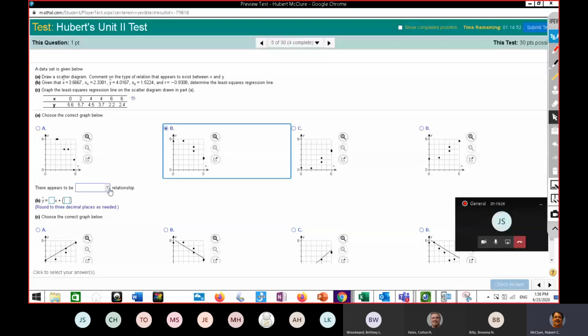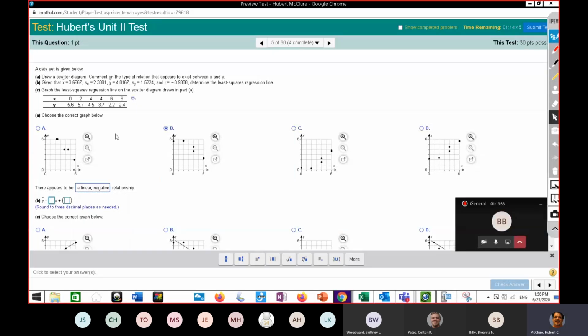There appears to be a linear negative relationship. Round to 3 decimal places. Negative, I hope it accepts my negative, 0.606 x plus 6.239.